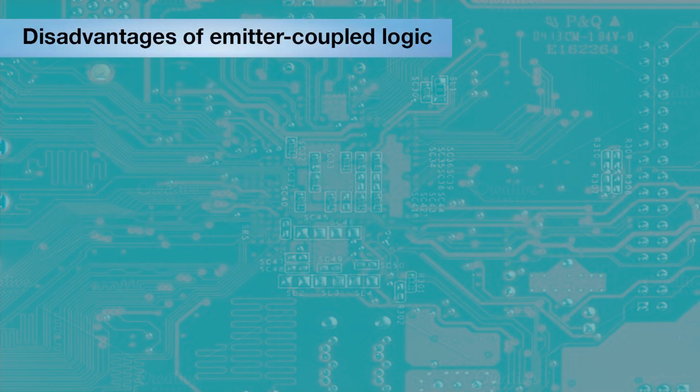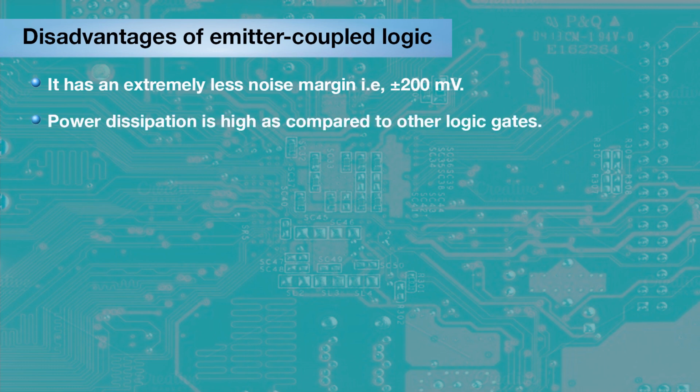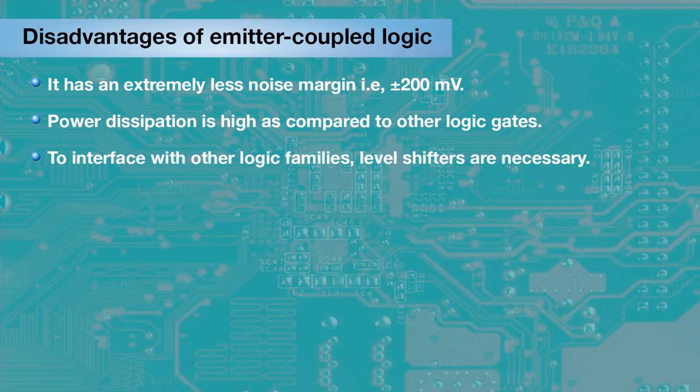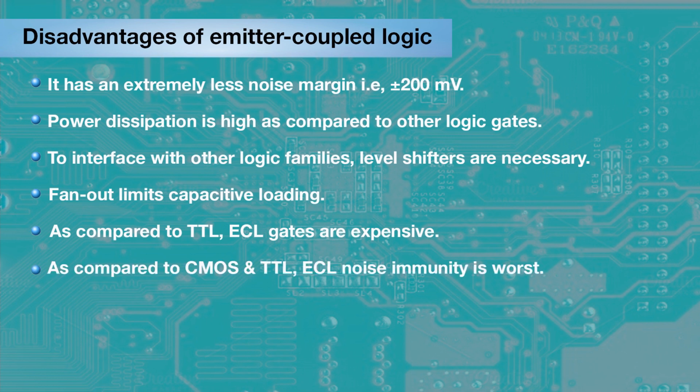Disadvantages of emitter coupled logic: it has an extremely low noise margin, and power dissipation is high, 200 milliwatt, as compared to other logic gates. To interface with other logic families, a level shifter is necessary. Fan out is limited by capacitive loading as compared to TTL. ECL gates are expensive as compared to CMOS. Compared to TTL, ECL noise immunity is worse.